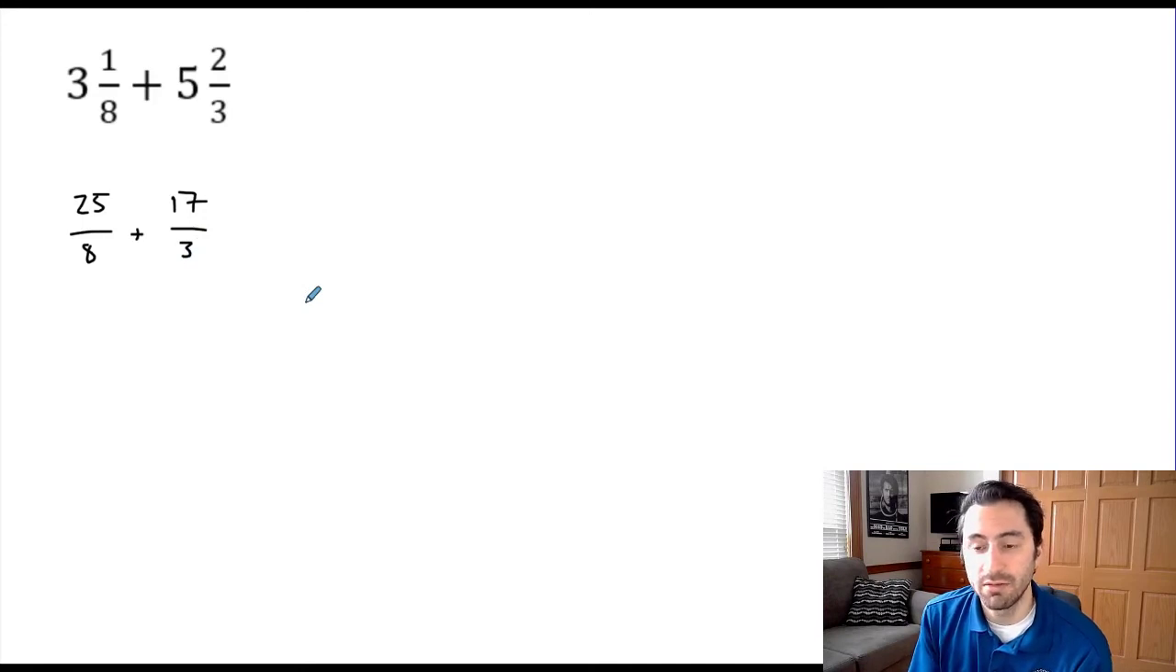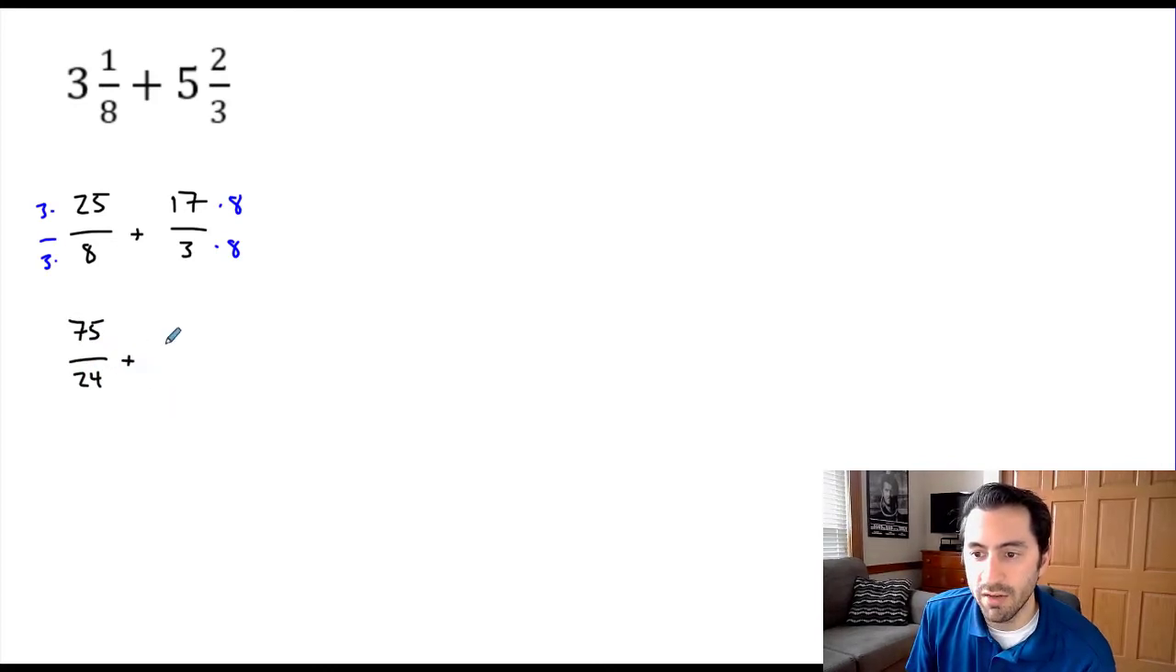And now we can do exactly the same thing we did in our first example. We'll find a common denominator, and we'll use equivalent fractions. In this case, the common denominator is going to be 24. So this first fraction, we need to multiply by 3 in the numerator and denominator. And the second one, we need to multiply by 8 in the numerator and denominator. So for our first fraction, 3 times 25, we get 75 over 24. And in the second fraction, 17 times 8 is 136, and this is also over 24.